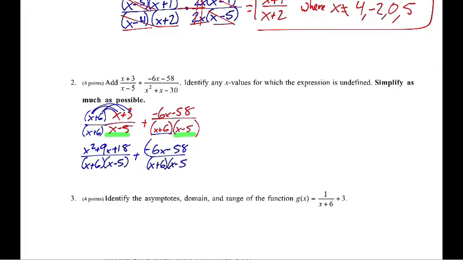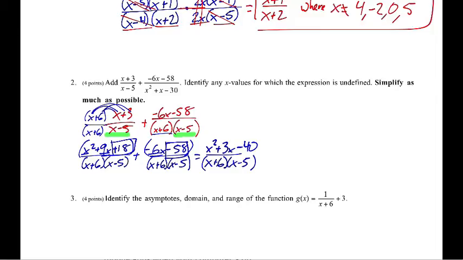Now we got to go through and add like terms. So in our numerator, our denominator is going to stay the same. It's going to be x plus 6 times x minus 5. In our numerator, we got x squared, there's nothing like it, so we'll leave it alone. We got 9x plus negative 6x, so we got plus 3x. And then we got 18 plus negative 58, so that gives us minus 40.